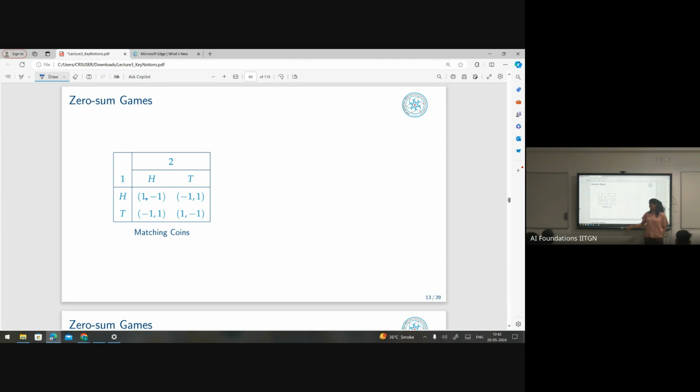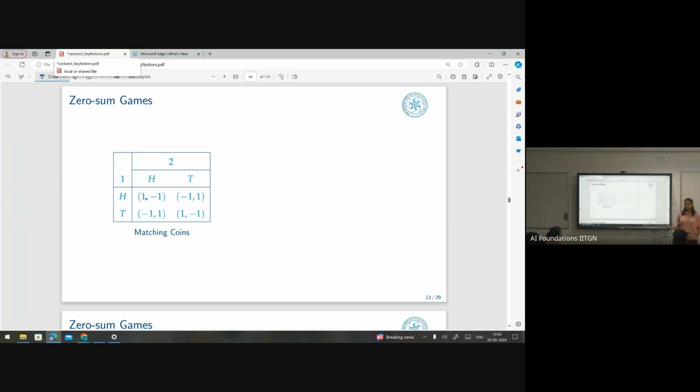Whereas the other agent wants it to mismatch. So whenever there is a mismatch between the outcomes, the other agent has a utility of 1. Otherwise, it has a utility of minus 1. We have already seen it in the last class. Now this is a zero-sum game.